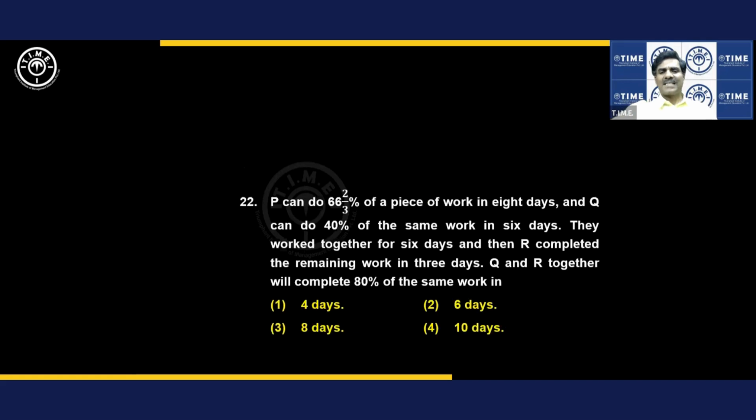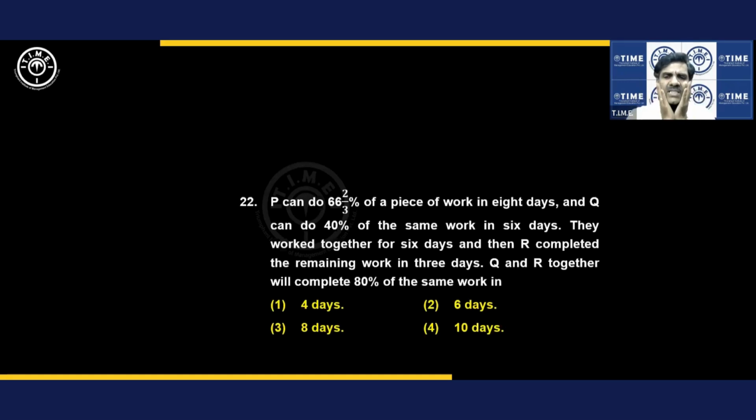P can do 66 2/3% of a piece of work in 8 days. Q can do 40% of the same work in 6 days. They worked together for 6 days and then R completed the remaining work in 3 days. Q and R together will complete 60% of the same work in how many days? Slightly lengthy question on time and work, we can say.